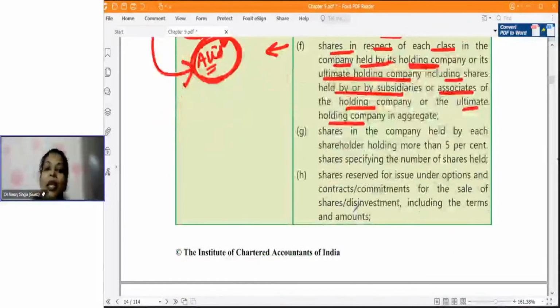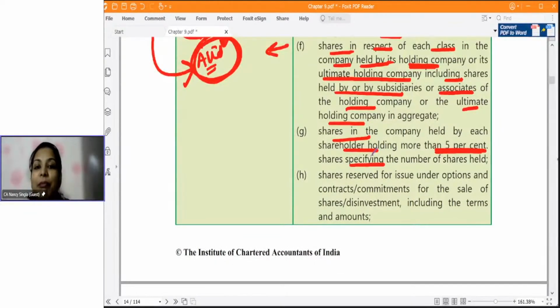ठीक है? Further, if any shares are held by any shareholder holding more than 5% of the shares of the company, then that number of shares will also be mentioned. है ना? If any of the shareholder is holding more than 5% of the shares in the company, then that is to be given. So shares in the company held by each shareholder holding more than 5% of shares, specifying the number of shares held. Simple. Then if any shares are reserved for issue under ESOP, under any option, for example, if shares are reserved to be issued under the employee stock option plan, then the terms and the amounts, that is also to be mentioned, that these shares are reserved to be issued under any option.